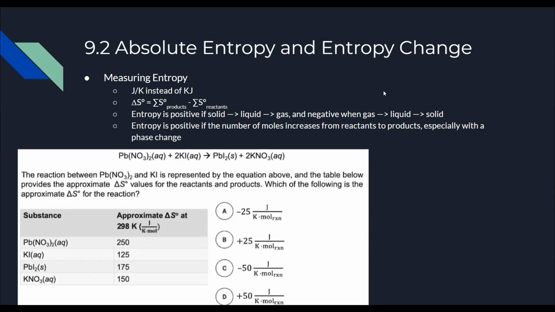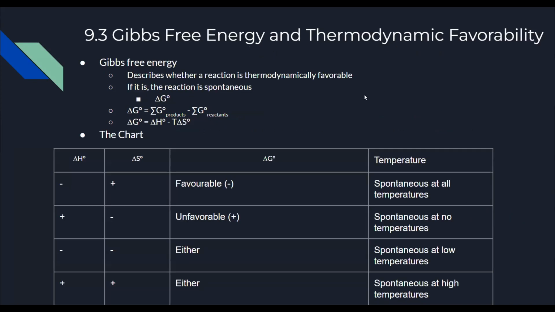So let's go on to 9.3. 9.3 is Gibbs free energy. Gibbs free energy basically describes whether a reaction is thermodynamically favorable or not. And if the reaction is thermodynamically favorable, the reaction is spontaneous. And that's measured by delta G. So the main equation that you can use for this is delta G is the summation of delta G products minus the summation of delta G reactants.